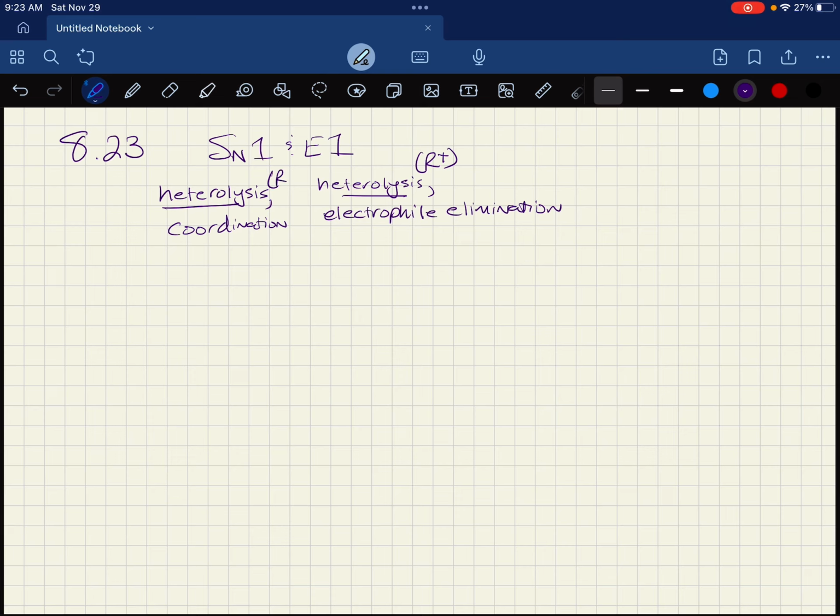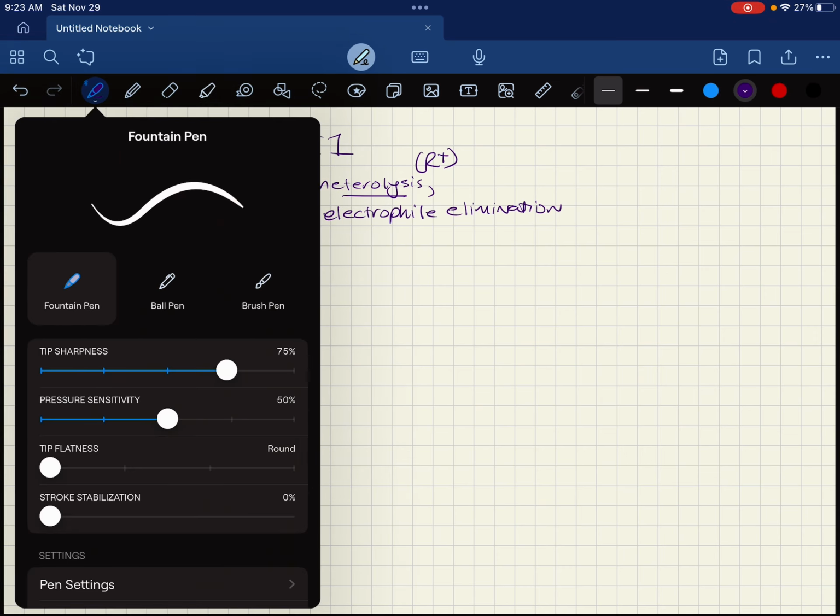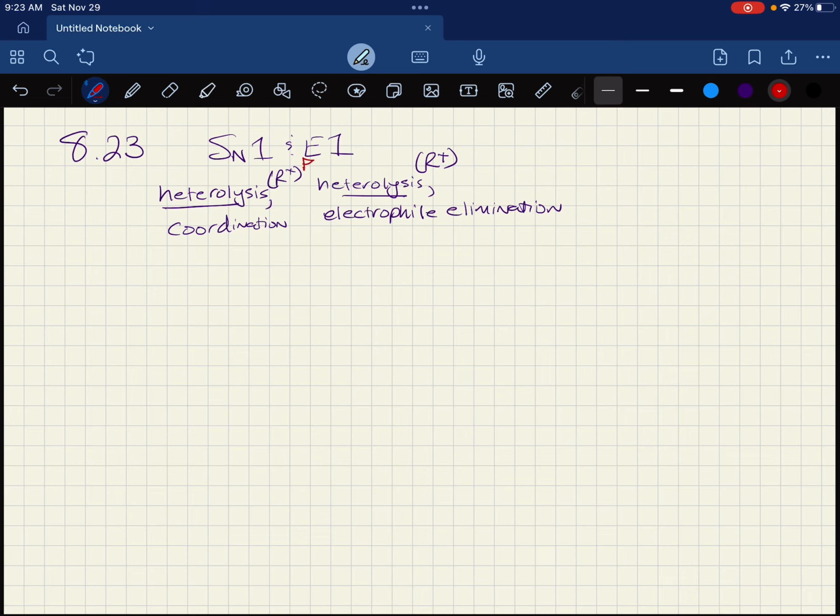And with carbocations, one of the things we have to look out for, and I always phrase it as being a red flag. So whenever we end up drawing a carbocation, I draw a little red flag, because one of the things we need to do whenever we have a carbocation present is to check for rearrangement.